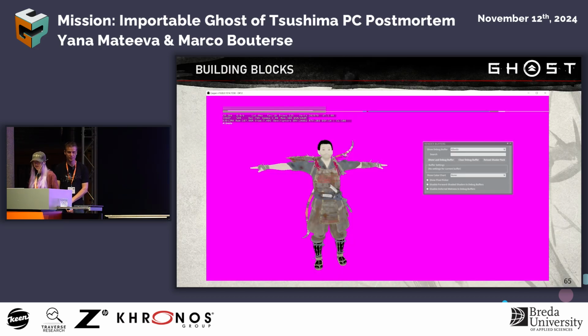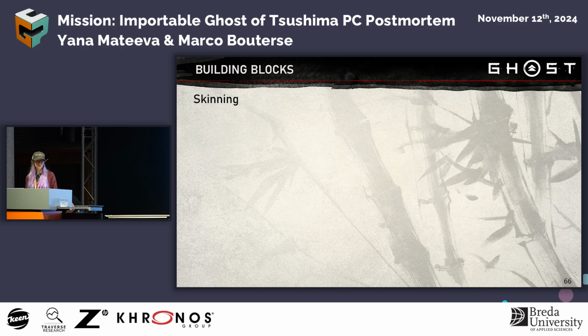We can see Jin here T-posing. Of course, we would really prefer if he were animated. So for that, we're going to need skinning. So first of all, we need to enable the shader code. We already have our handy-dandy macros, so we can do this.